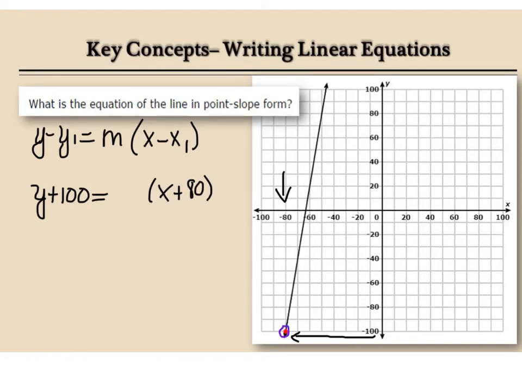So it crosses there, and it's pretty steep, so it's going to be a whole number, I'm sure. It also crosses there. So my rise is 1, 2, 3, 4, 5, 6 over 1, which is just 6. So that is the equation in point-slope form: y plus 100 equals 6 times the sum, x plus 80.